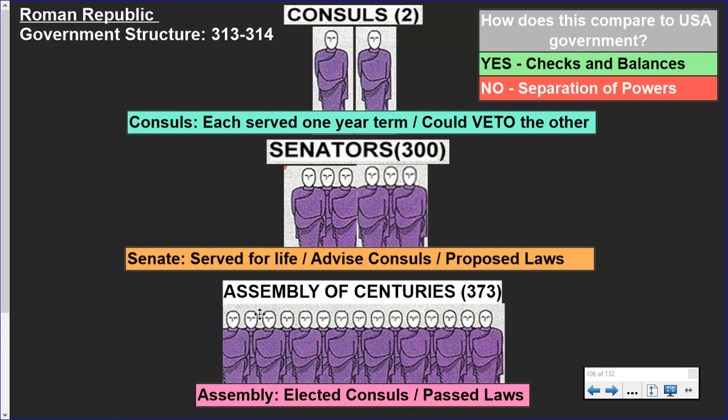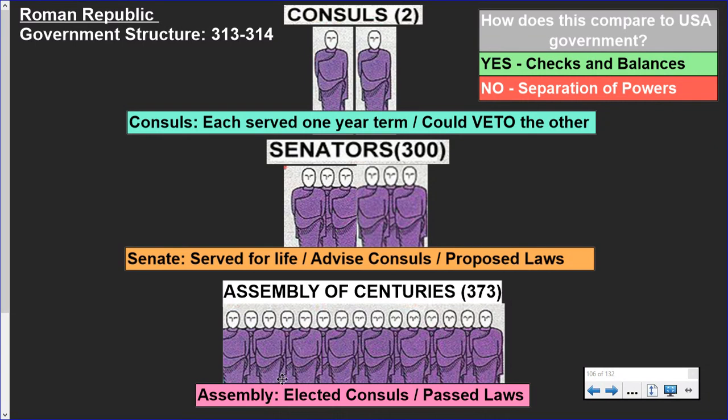The group down here at the bottom, the Assembly of Centuries, it says there's 373 people in it, but as you can see, it's a pretty big group by comparison. And at different times during Rome, this thing could be bigger or smaller, but that's why I have it represented as a bigger group of people. But the Assembly was actually the largest group of the three government branches.